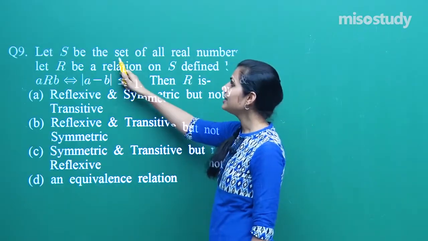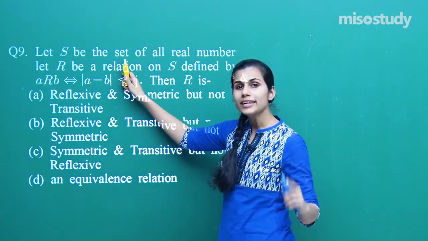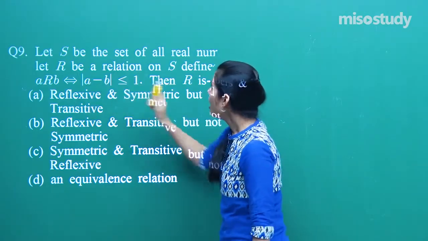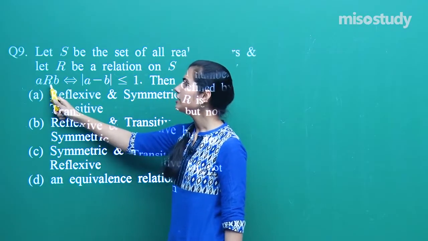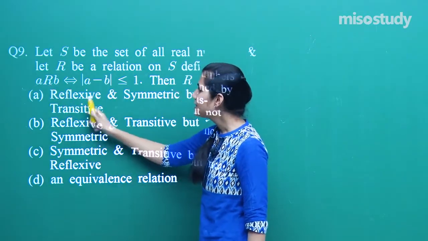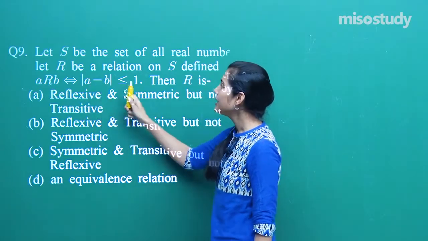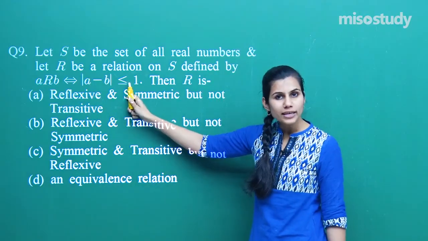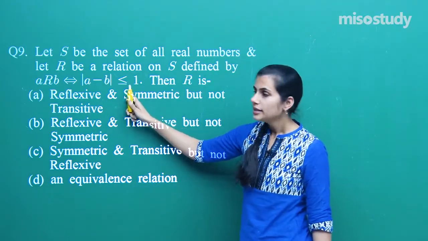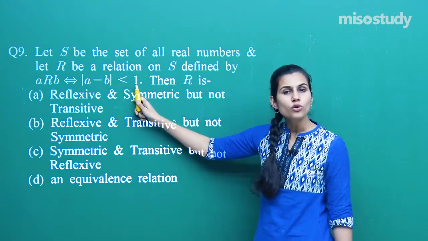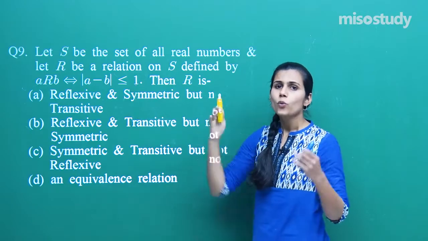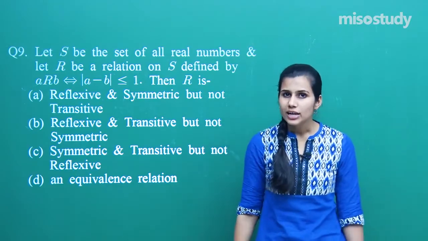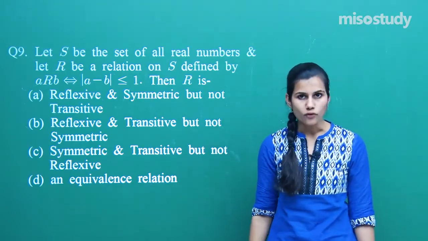Over here we are given the set of all reals denoted by the letter S, and R is a relation which says that A is related to B under the relation R provided the distance between A and B is less than or equal to 1. Then we have to check which of the rules of reflexivity, symmetricity, transitivity this relation holds.